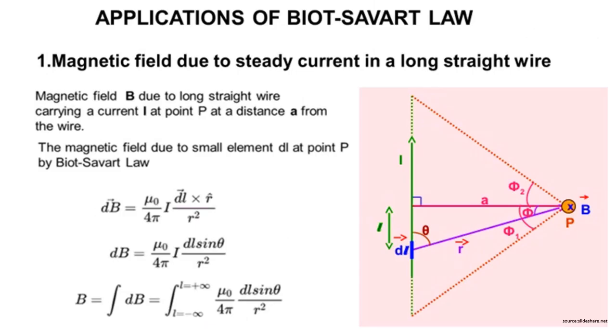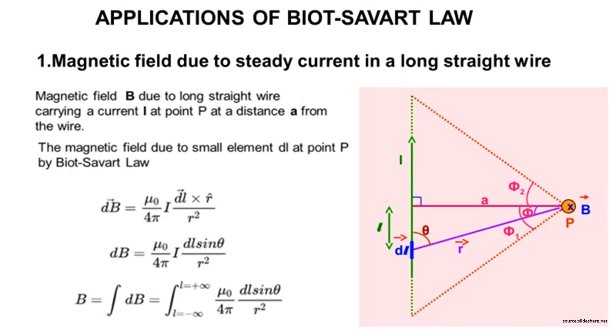Now, applications of the Biot-Savart law. The first application: magnetic field due to steady current in a long straight wire. We want to find the magnetic field B due to a long straight wire carrying a current I at a point P which is at a distance a from the wire.